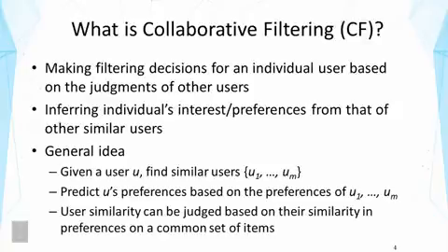Now, the user similarity here can be judged based on their similarity in preferences on a common set of items. Now here you can see the exact content of item doesn't really matter. We're going to look at only the relation between the users and the items. So this means this approach is very general. It can be applied to any items, not just the text objects.